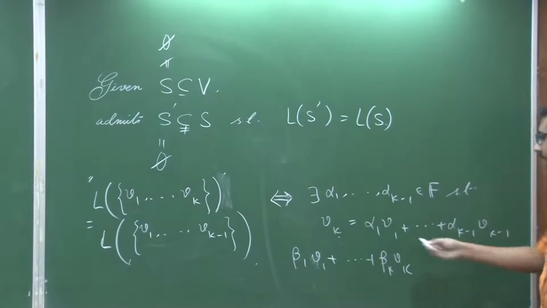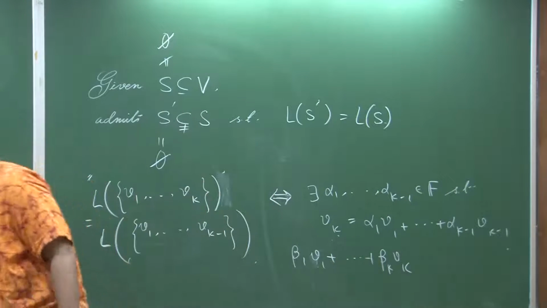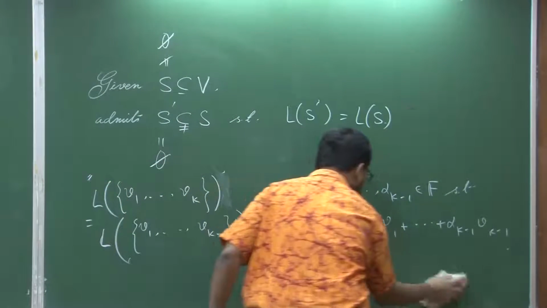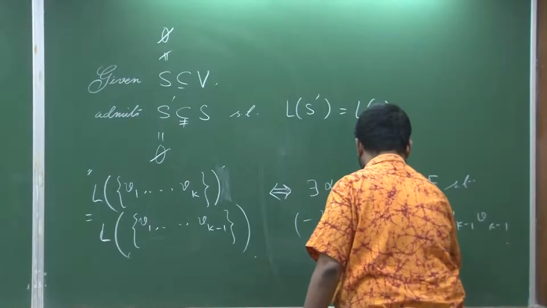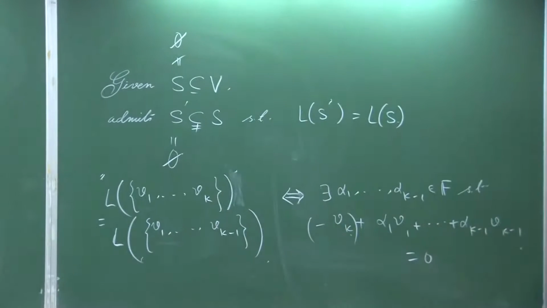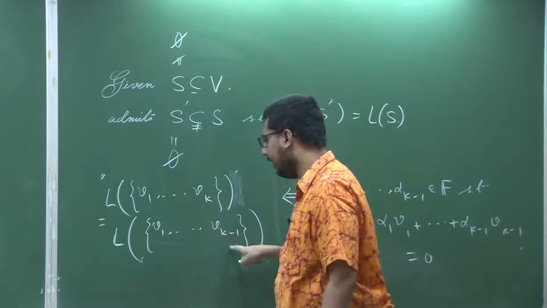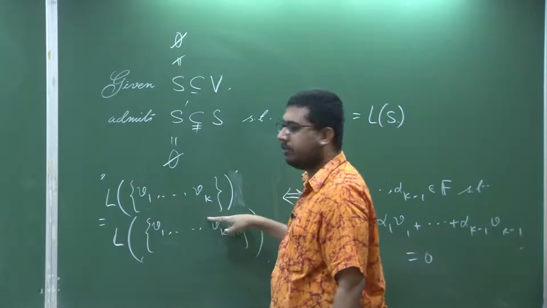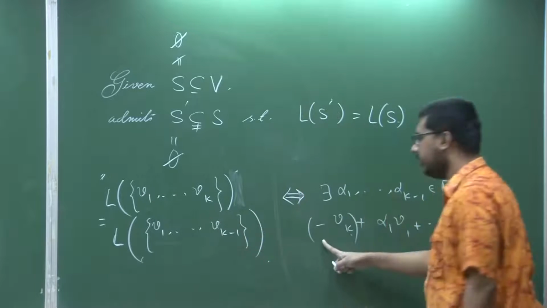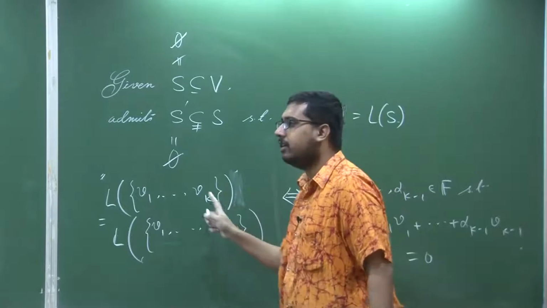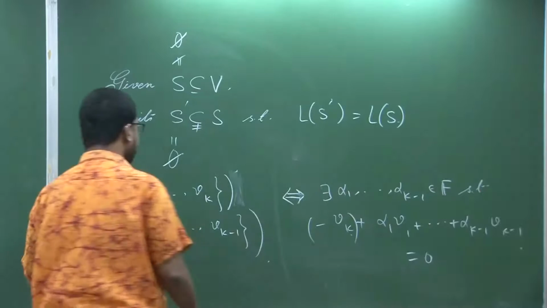So, suppose Vk is a linear combination of the other vectors, then you bring everything to one side, that gives you the combination minus Vk is 0, right. So, if Vk is a linear combination of the other vectors, then you get a linear combination of V1, V2, ..., Vk where at least one coefficient is non-zero, namely the coefficient of Vk, but the combination turns out to be 0, right. Okay. Now, what about the converse?